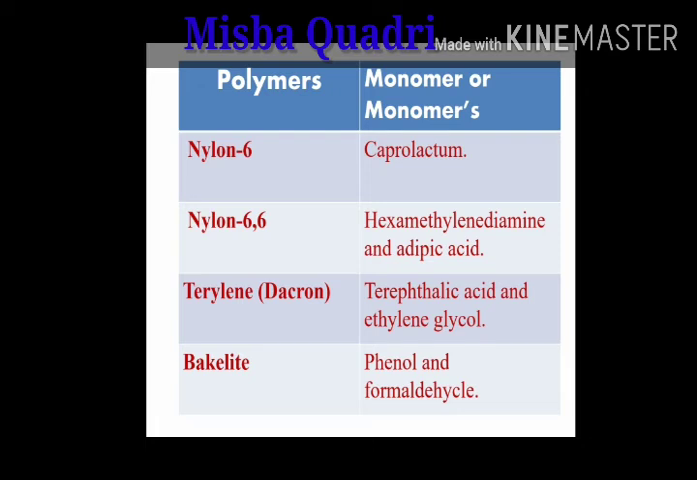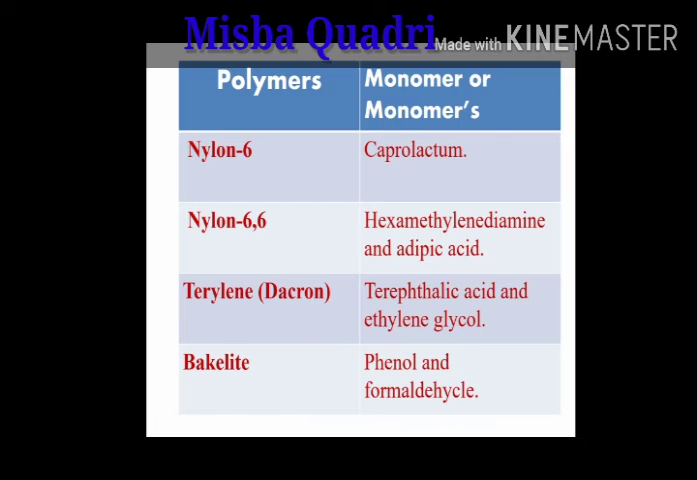Next, nylon 6,6. There are two monomers for this. One is hexamethylene diamine and the other is adipic acid. Nylon 6 represents 6 carbon atoms in caprolactam. Nylon 6,6 represents 6 carbon atoms in hexamethylene diamine and 6 carbon atoms in adipic acid. For 6,6 there are two monomers, hexamethylene diamine and adipic acid.